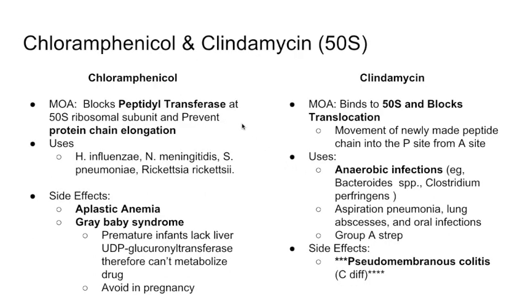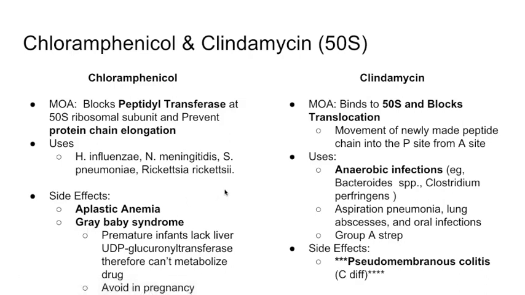Next, agents of protein synthesis inhibitors are 50S inhibitors, so chloramphenicol and clindamycin. So chloramphenicol, it blocks the peptidyl transferase at 50S, so it blocks the protein chain elongation. The uses, I wouldn't worry about it too much because it's not highly tested. The side effects are the ones that I would actually pay a little bit of attention to. So it can cause aplastic anemia, and it can cause this weird side effect called gray baby syndrome.